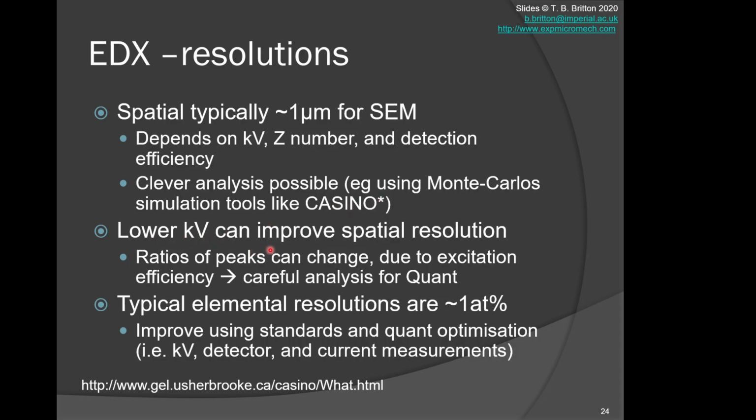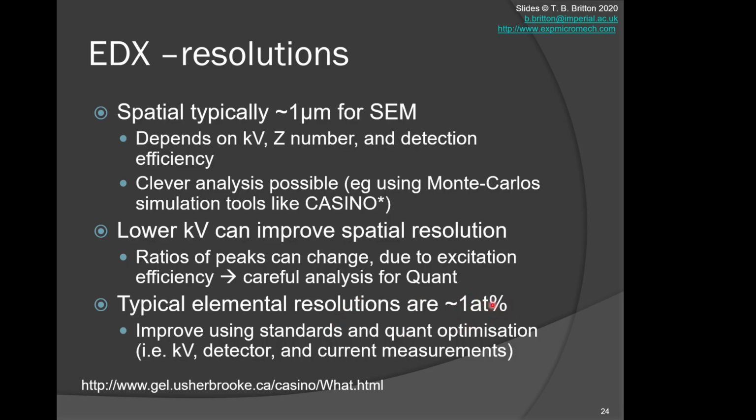Lower kV can improve the spatial resolution, as we'll see a bit later. But do note that voltage can change the ratio of the peak heights due to a change in the excitation efficiencies, and we have to be careful with the quant. Specifically, we have to tell the software what voltage we're using for the primary beam. Typical EDS chemical composition analysis accuracy is around 1 atomic percent.